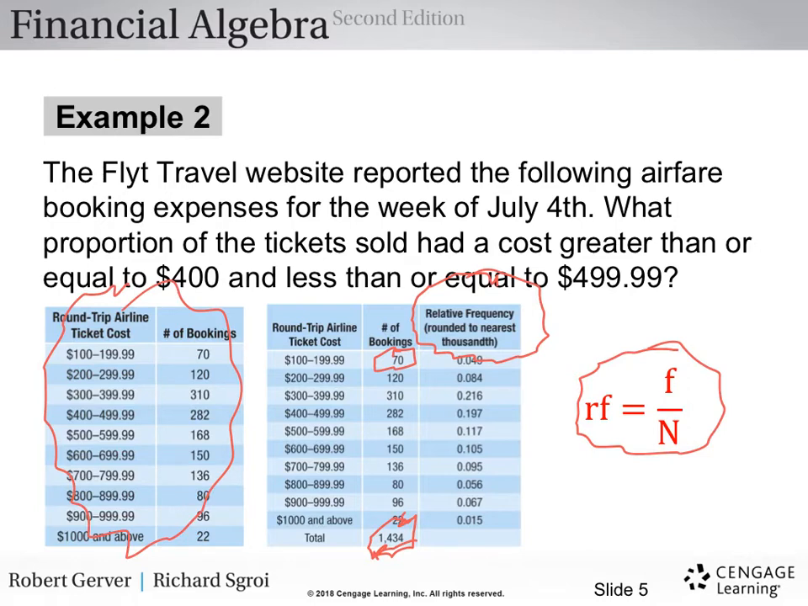Now, what is the proportion of the tickets sold that had a cost greater than 400 and less than 499? Well, that is this row here, okay? And if we look at that, we come out with a relative frequency of 0.197, which you could also say is 19.7% of the tickets were in this range.